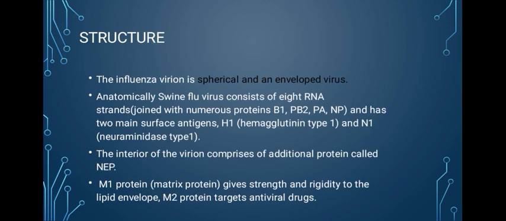Structure: the influenza virion is spherical and an enveloped virus. Anatomically, the swine flu virus consists of 8 RNA strands joined with numerous proteins, PB1, PB2, PA, and NP, and has two main surface antigens: H1, hemagglutinin type 1, and N1, neuraminidase type 1. The interior of the virion comprises an additional protein called NEP. M1 protein, the matrix protein, gives strength and rigidity to the lipid envelope. M2 protein targets antiviral drugs.